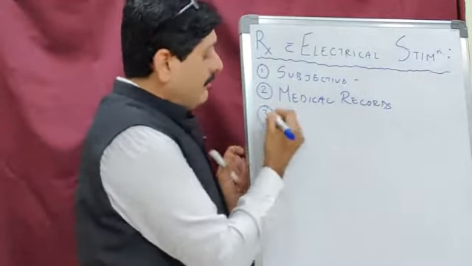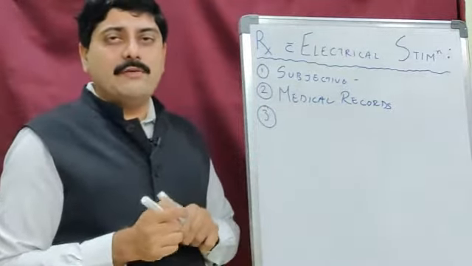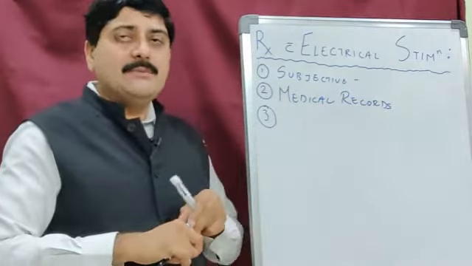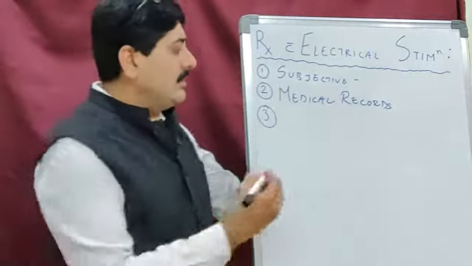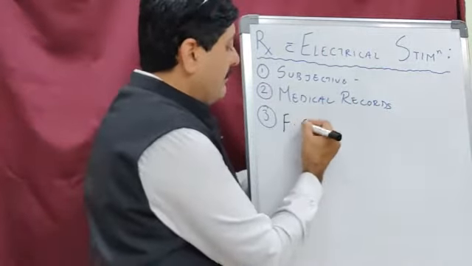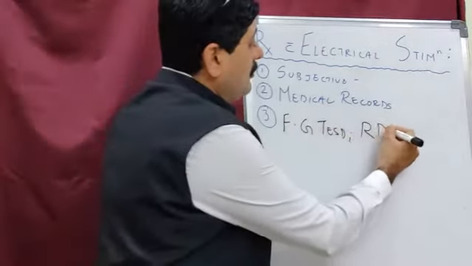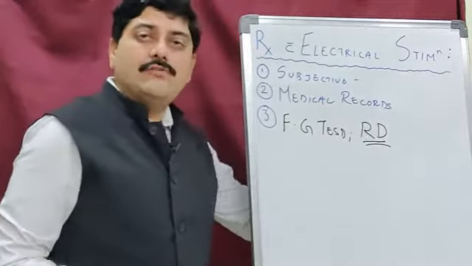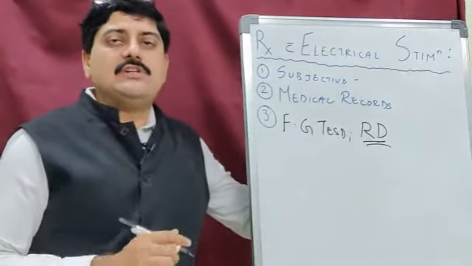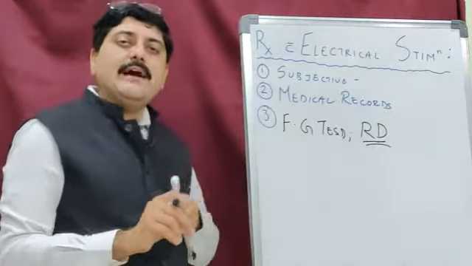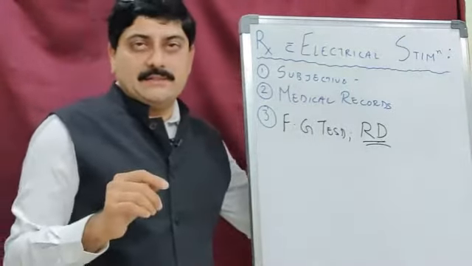So for the level of response, the initial thing we are going to do, if it is a case of peripheral nerve injury, and he has been referred to you for electrical stimulation, the first thing we are going to do is the FG test, also known as reaction of degeneration. Now, what is the Faraday Galvanic test or reaction of degeneration? The Faraday Galvanic test is finding out which current the patient is responding to the best.